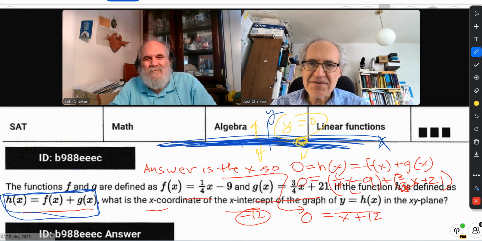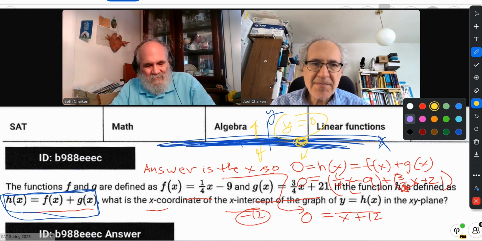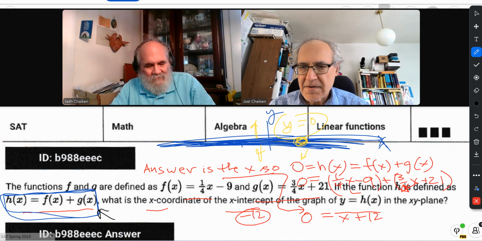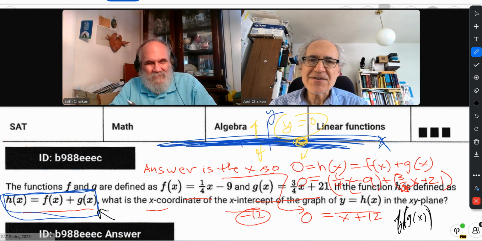So it's very standard stuff, as long as you are familiar with function notation and what this means. As opposed to f of g of x, which is another type, which is called the composition of functions. And that is not what they're asking for. They're asking you for the easier one, f of x plus g of x.